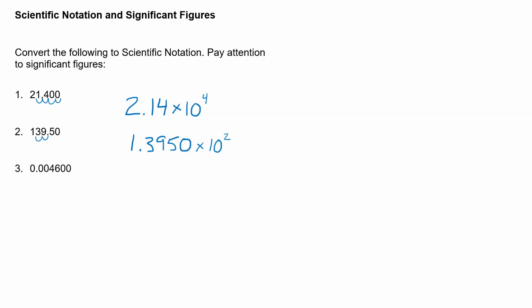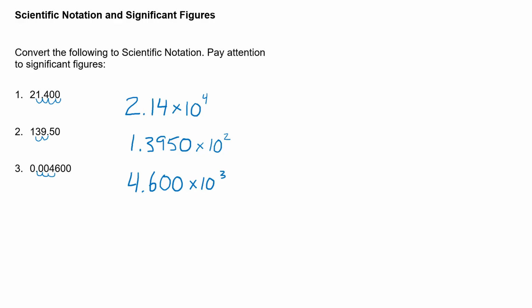Now we have 0.004600. Well, we want one digit to the left of the decimal point, so that's my 4. So 4.6. And again, these zeros are significant, them being to the right of the decimal. They're not just placeholders. 4.600 times 10 to the. Let's see how many times we moved that decimal place. We moved it 1, 2, 3 spots. So that's 10 to the 3.